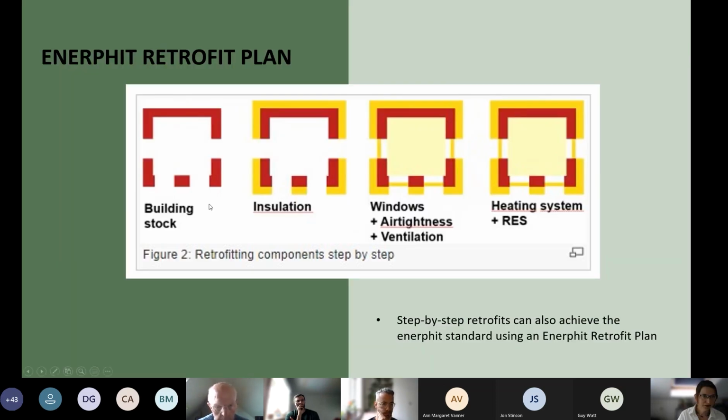I also wanted to mention there is an Enerphit Retrofit Plan, which is a really useful thing. If you have a client that's looking towards 2045, how do they get their buildings down to meet the energy targets? This is a step-by-step retrofit plan that at the end of the day you end up with an Enerphit certified building, but you conceive a plan whereby you're not doing abortive work. You don't have to go back and redo insulation. So I think that's a good thing for everyone to be aware of in relation to Enerphit.